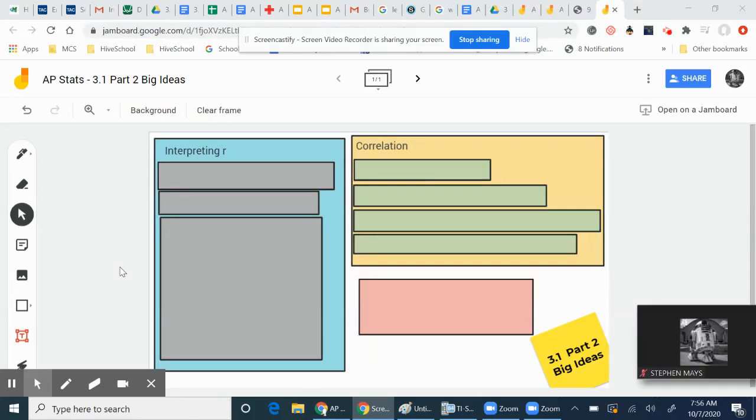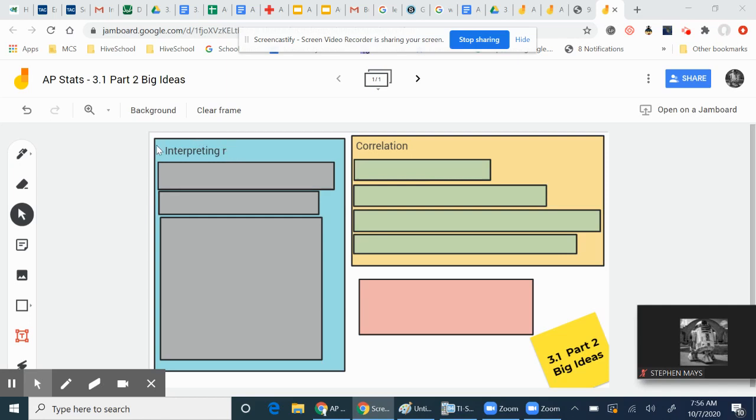Hey everyone, in this video we're going to be looking at the big ideas for section 3.1 part 2. So let's talk about interpreting r. r is the correlation coefficient. You need to know that vocabulary.